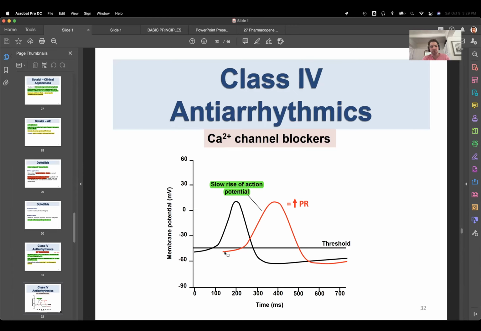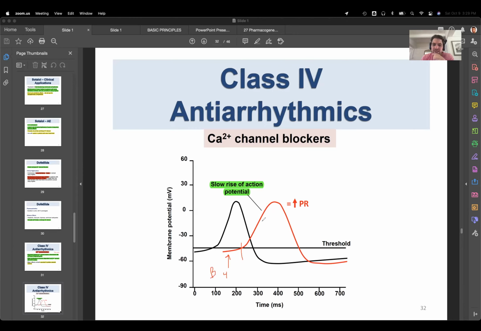Remember, the beta blockers worked on phase 4 over here, the sodium funny portion. The sodium funny channels. The beta blockers work down here on this portion, phase 4. They slowed the slope. They decreased the slope. Okay, that was the beta blockers.